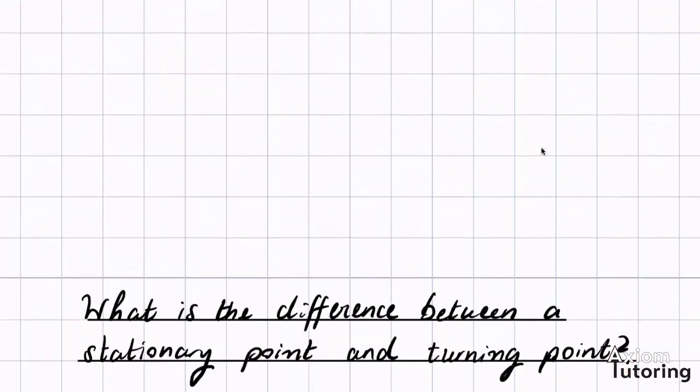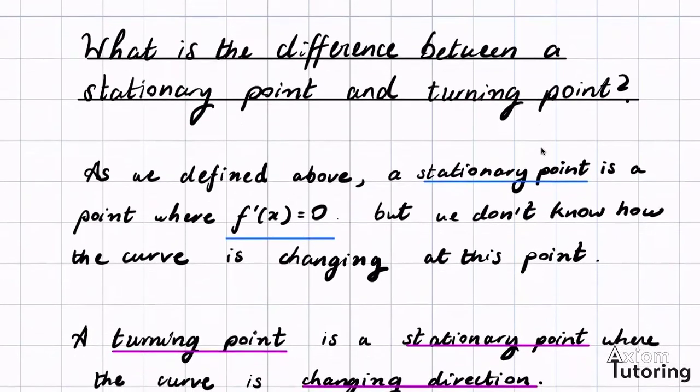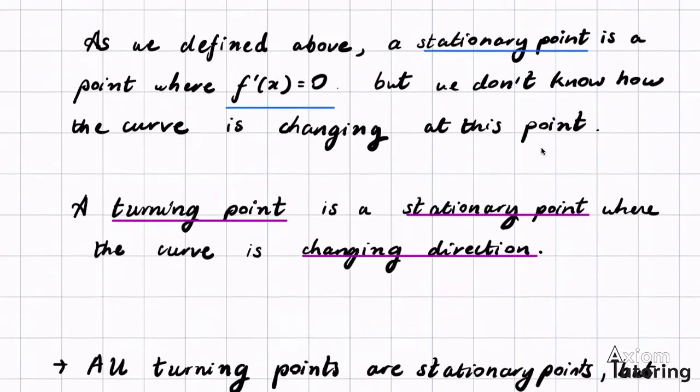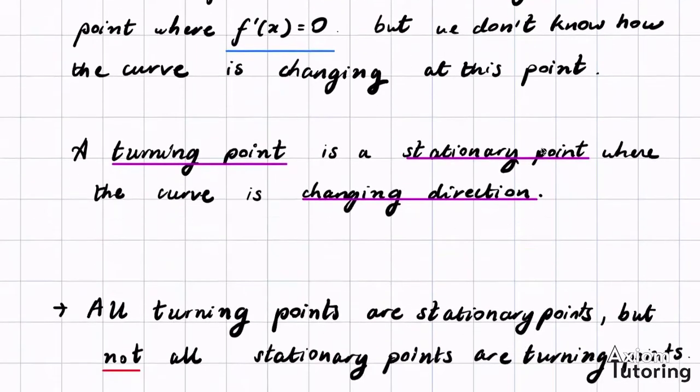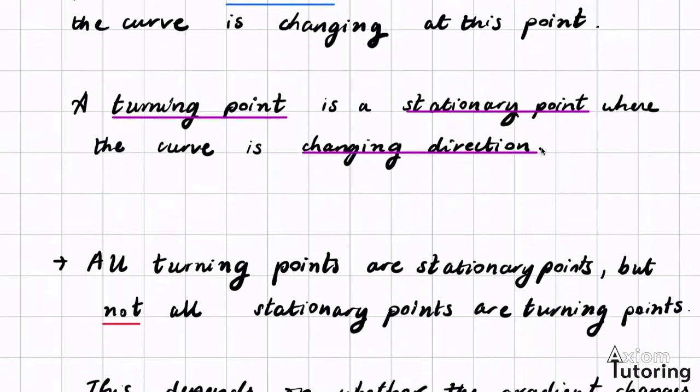Okay, so now let's make the distinction between a stationary point and a turning point. So as we defined above, a stationary point is a point where the gradient is 0 at a point on the function, but we don't know how the curve is changing at this point. So a turning point is a stationary point, but it's where the curve is actually changing direction. So a change in direction means a change in gradient.